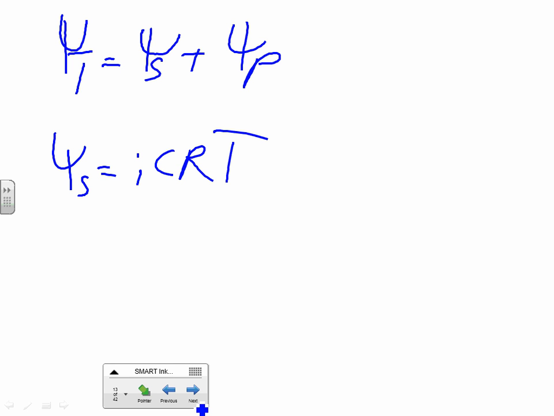Now, the nice thing about the problem we just read: what does it tell us about the pressure? It tells us the pressure is 0. So we don't really have to worry so much right now about the pressure part. We just have to calculate the solute part. It tells us a couple of things we need to know. First of all, it's sodium chloride, a solute.